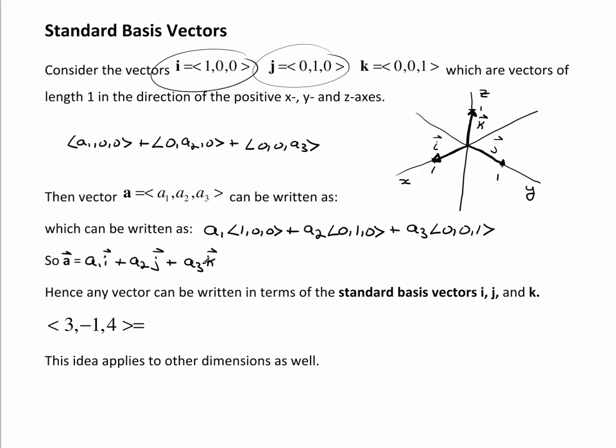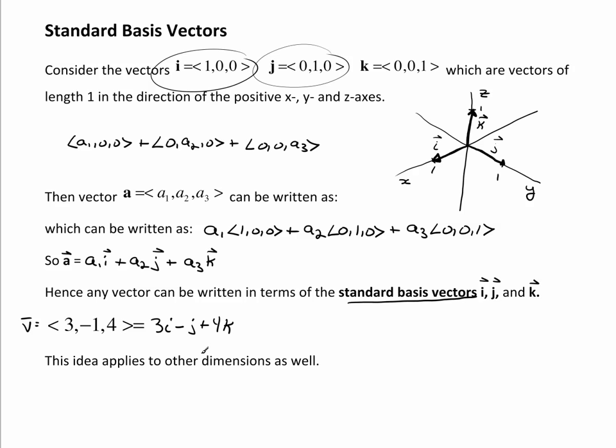Now, what this means is that any vector, it doesn't matter what A1, A2, and A3 are, or even if I'm in 2 space, any vector can be written in terms of what's known as the standard basis vectors. i, j, and k are known as the standard basis vectors. So I can take this vector here, just call it vector v, and v equals 3, negative 1, 4, and I can write this as being equal to 3i minus 1, which is just simply minus j, plus 4k.